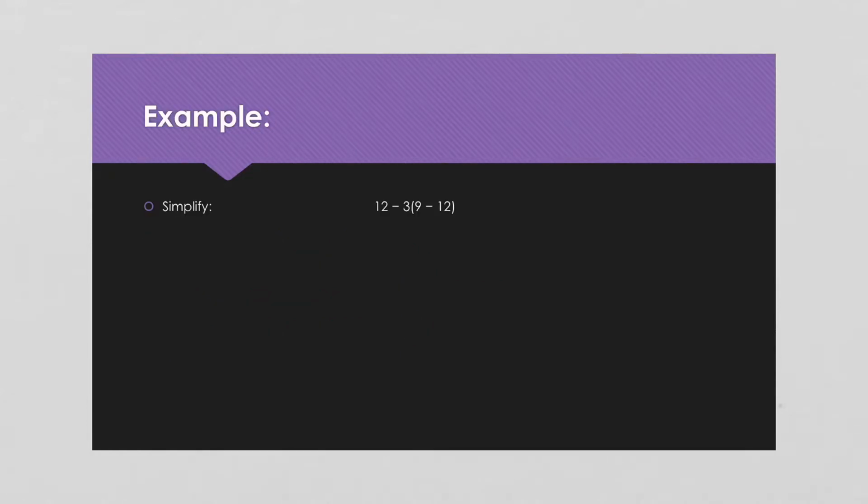All right, on this problem, again, we're going to follow order of operations. We always follow order of operations. So I want to do what's inside the parentheses first. I've got 12 minus 3, and what goes inside the parentheses now is 9 minus 12, which is negative 3. So now I'm going to multiply this together. I've got 12 minus 3 times negative 3 is negative 9. Notice how you have a double negative here. So now we're going to add 12 and 9 together, and you get 21.